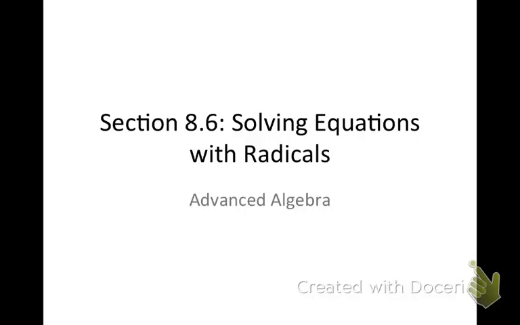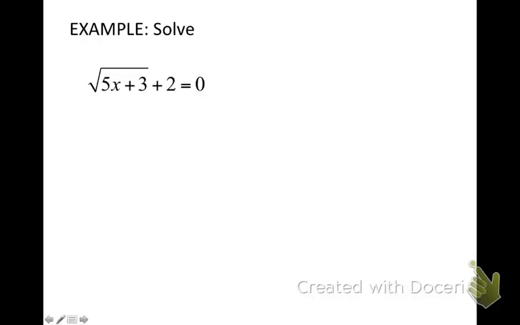All right, so you did the basic solving of radical equations for your homework assignment. Now we get into what happens when different types of circumstances can occur with your radicals. So here's our first one. It looks pretty simple: the square root of 5x plus 3, plus 2, is equal to 0.